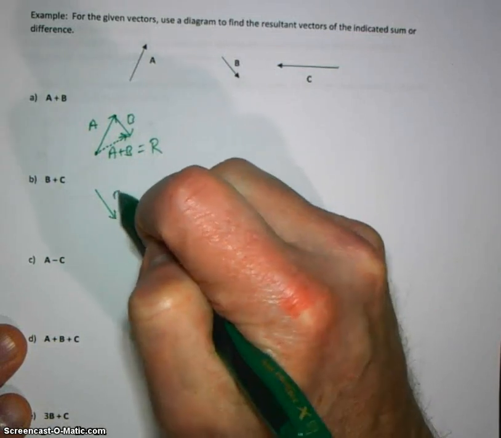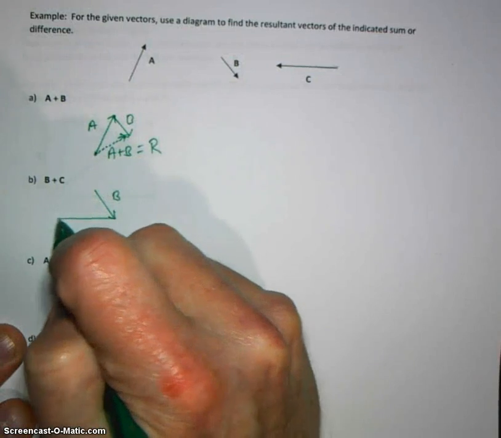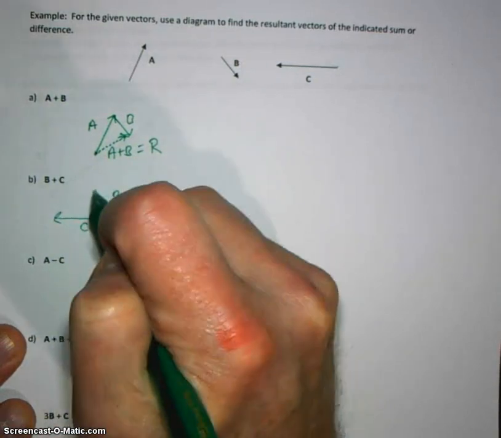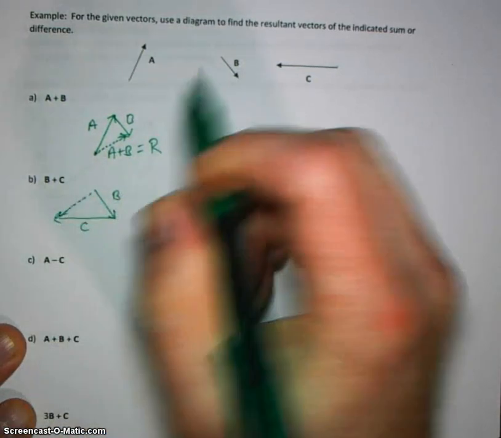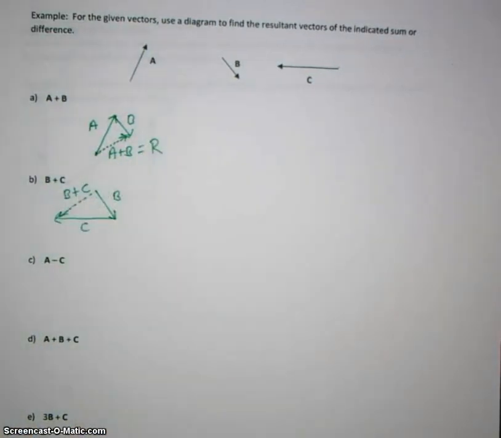And that might be a little too long, but you get the idea. And then vector C goes this way, like so. So this vector here, starting where B began, would be B plus C.